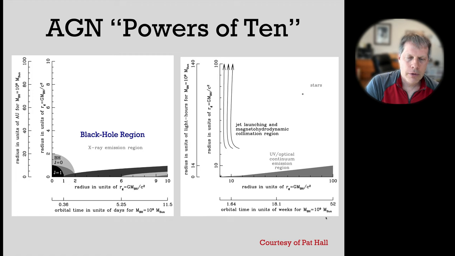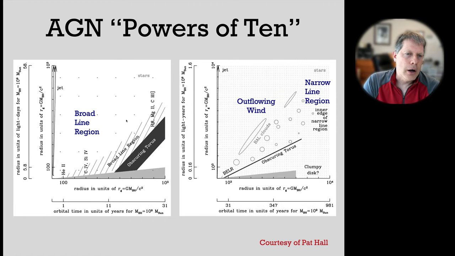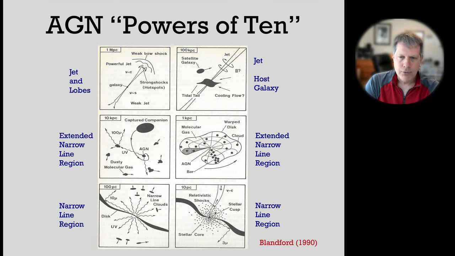And so thus far in previous lectures, we have talked about the black hole region, we have talked about the broad line region, we've talked about the narrow line region and outflowing winds, we've just in the last lecture talked about the obscuring torus, and we've talked about, in fact, emission extending all the way out through to the extended narrow line region on the scale of the galaxy.